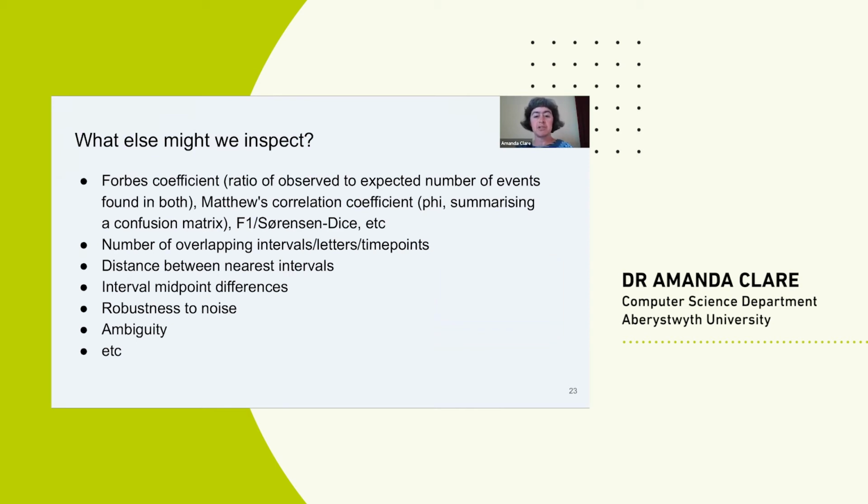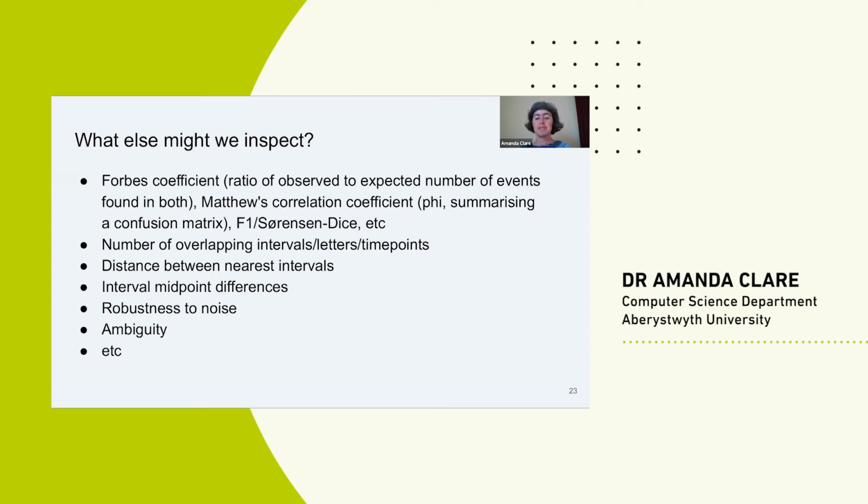There's the Matthews correlation coefficient, which summarizes a confusion matrix down into one figure. There's F1, also Sorensen dice if you're looking at binary classification, but F1 if you're looking at more, which balances recall and precision. We could add the number of overlapping intervals, the distance between the nearest intervals, the interval midpoint differences, robustness to noise, some measures of ambiguity. We could add a whole load more, and I feel like we should be adding a whole load more.